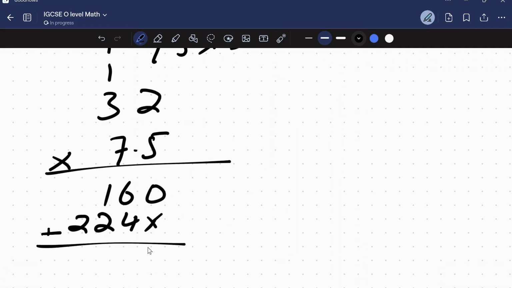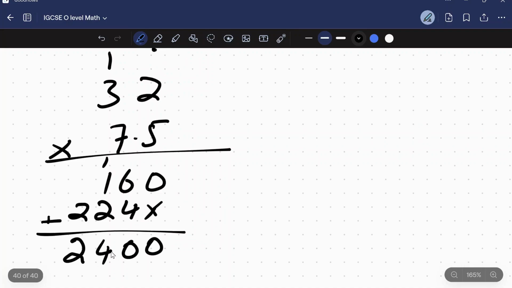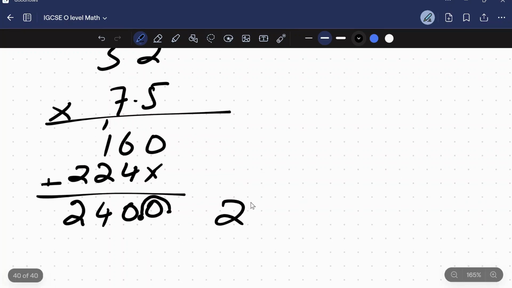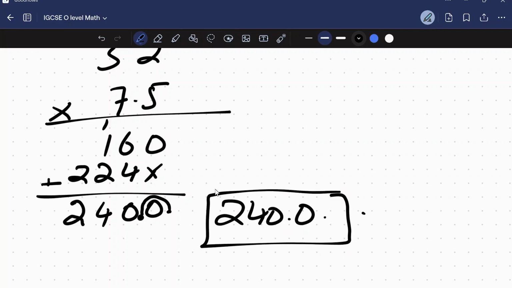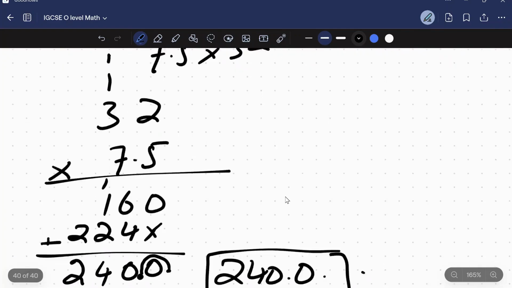So this would become 0. 6 plus 4 is 10, so 0 here, 1 carried, 1 plus 1, and this is 4, and this is 2. Right? Now where would you put the decimal? First we need to count how many decimal places we have in total. We got 1 decimal place, so we'll move the decimal from here to here. So it would be 240.0. That's how we multiply decimals. So the 75% of 320 is 240.